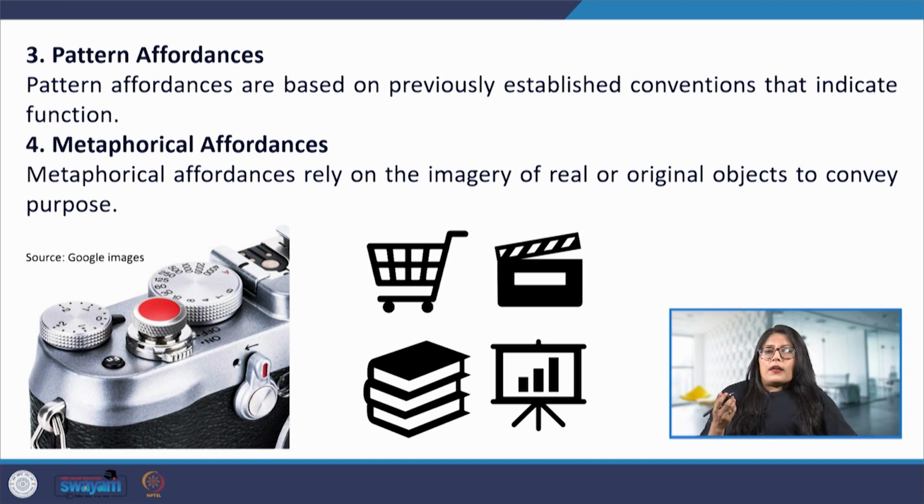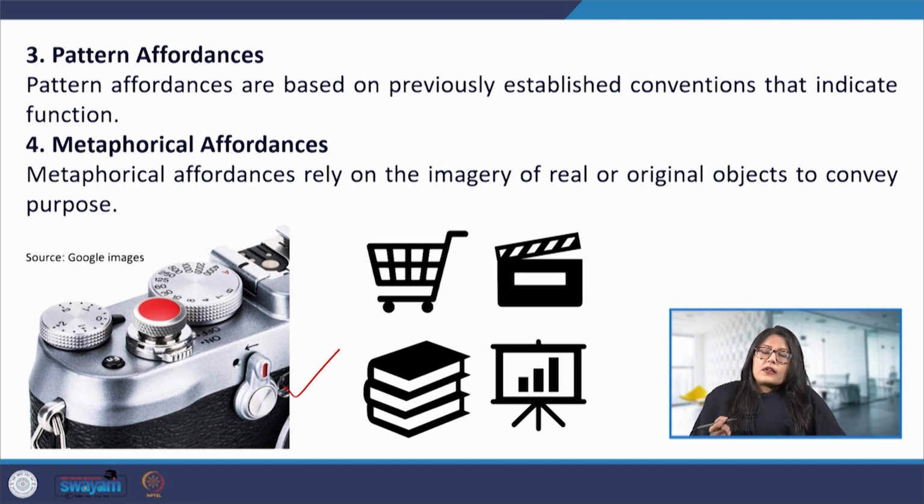Pattern affordances are something that we are used to seeing around us, something that forms a pattern in the mind of the user. Repeated interaction, looking at it, seeing it or experiencing it embeds that into our system. Here is an example of a camera where we know that when we hold a camera, the click button will be on the right side, with a certain design, pattern and texture, so we can identify it quickly.